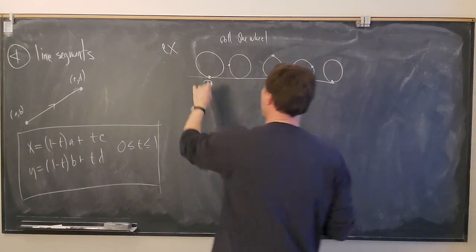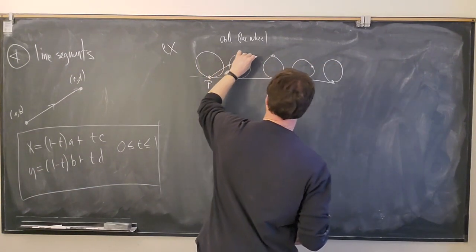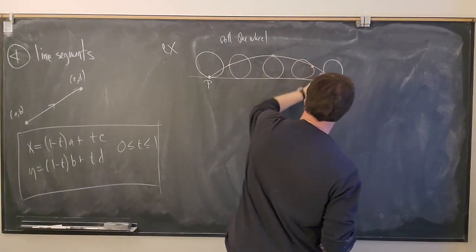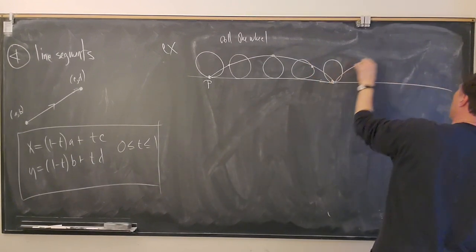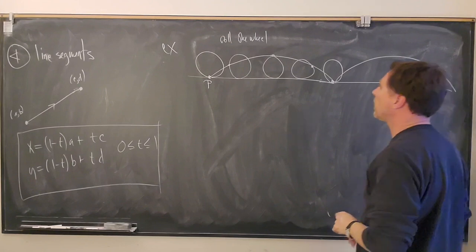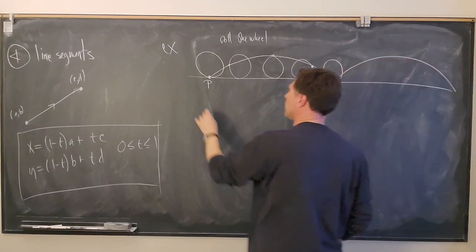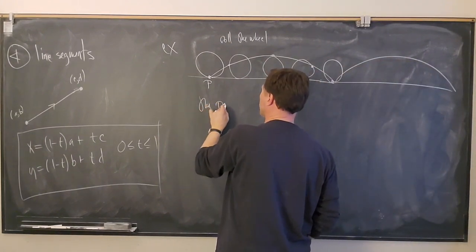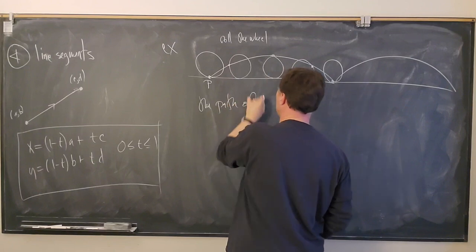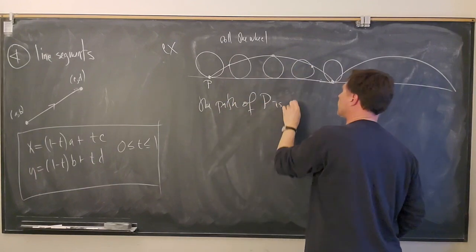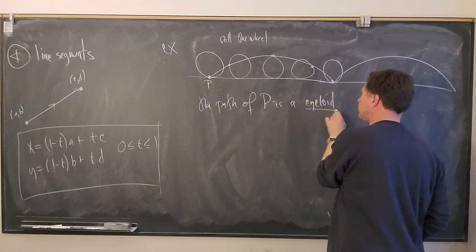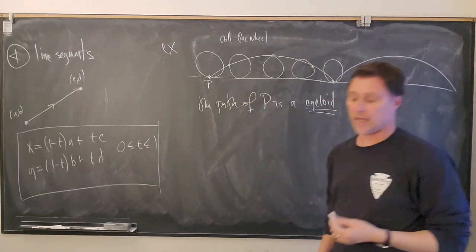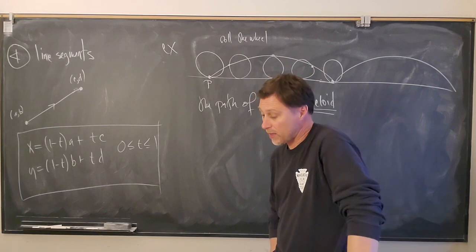And so what you get is a curve that looks like that. And you know, it's going to keep repeating itself like that, right? This is called a cycloid. So the path of P is a cycloid. So we'll get a bunch of examples where we need to understand or make use of the cycloid.